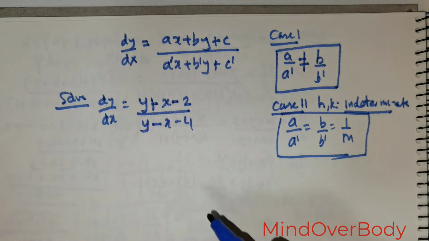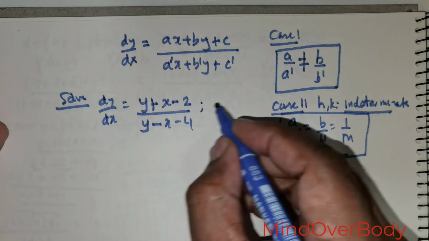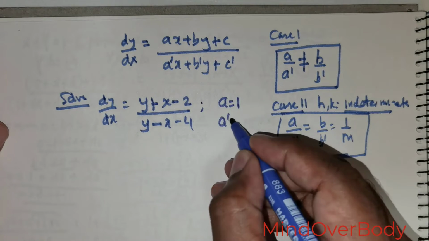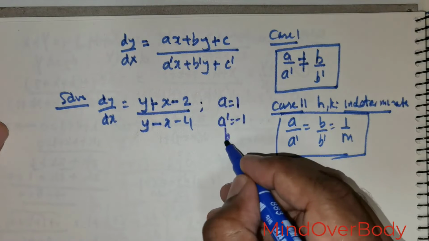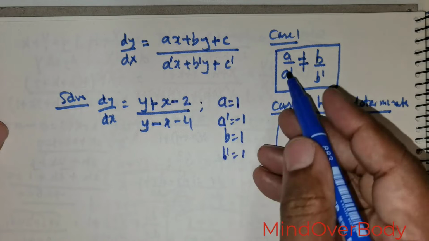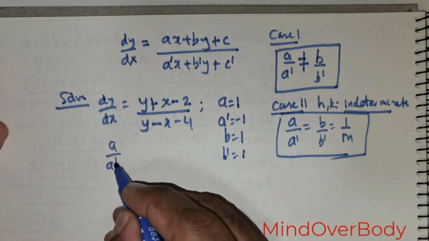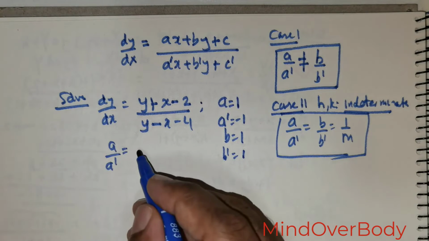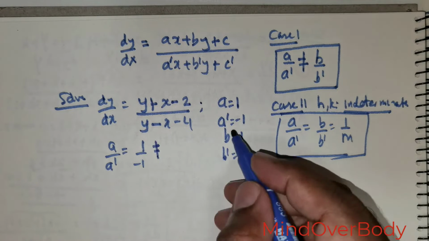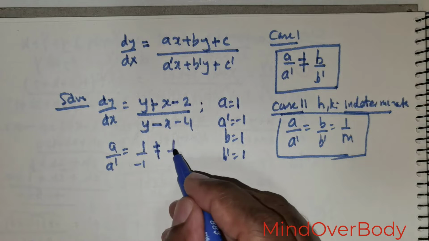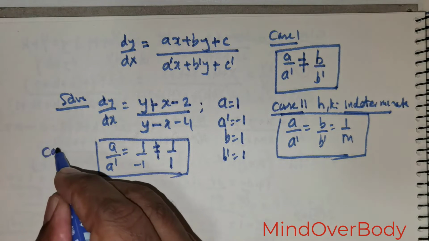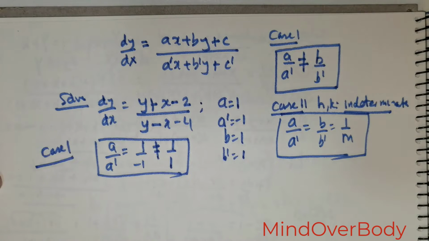Now you can clearly see that the value of a is 1, a dash is negative 1, the value of b is 1, and b dash is 1. So just find out what a over a dash is. A over a dash is 1 over negative 1, which is clearly not equal to b over b dash, which is 1 over 1. So we are looking at a case 1 homogeneous system.